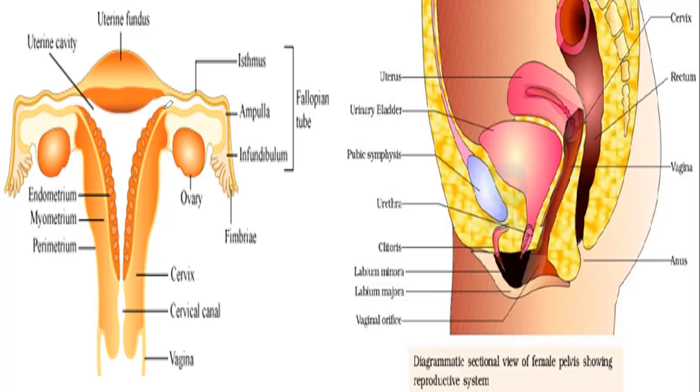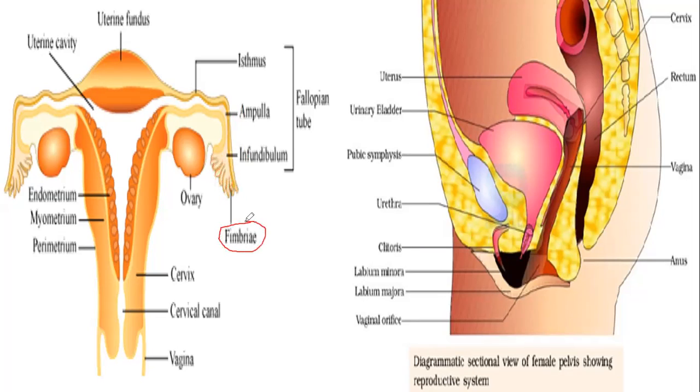The part closer to the ovary is funnel shaped. This part of the fallopian tube is called the infundibulum. The edges of the infundibulum possess finger-like projections called fimbriae.